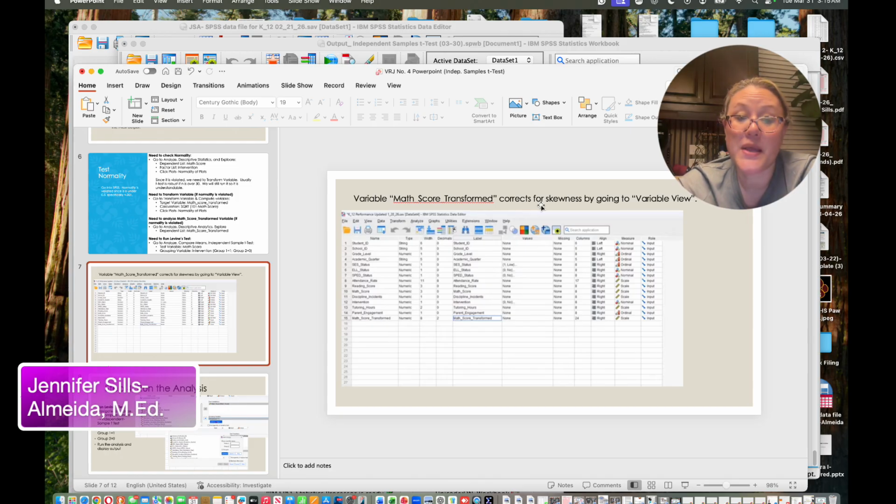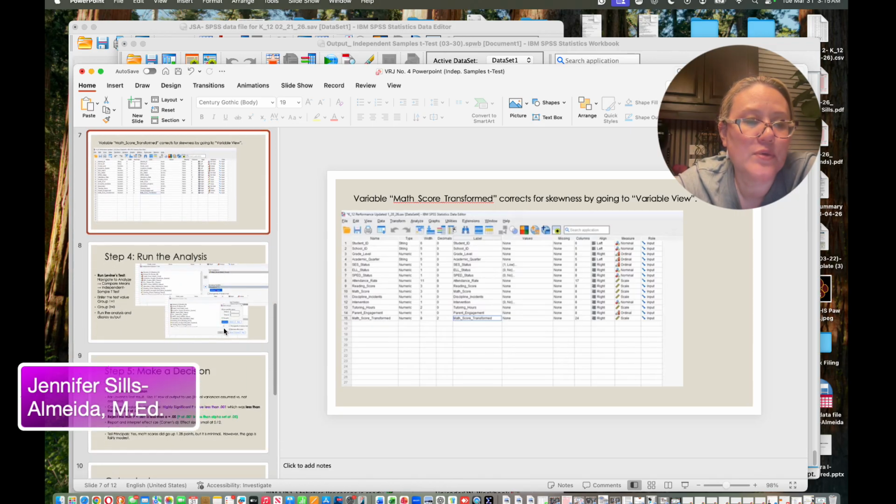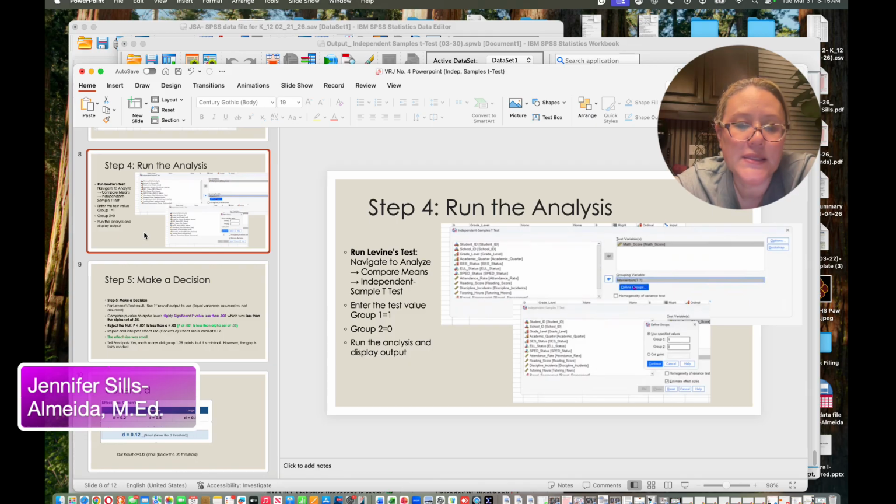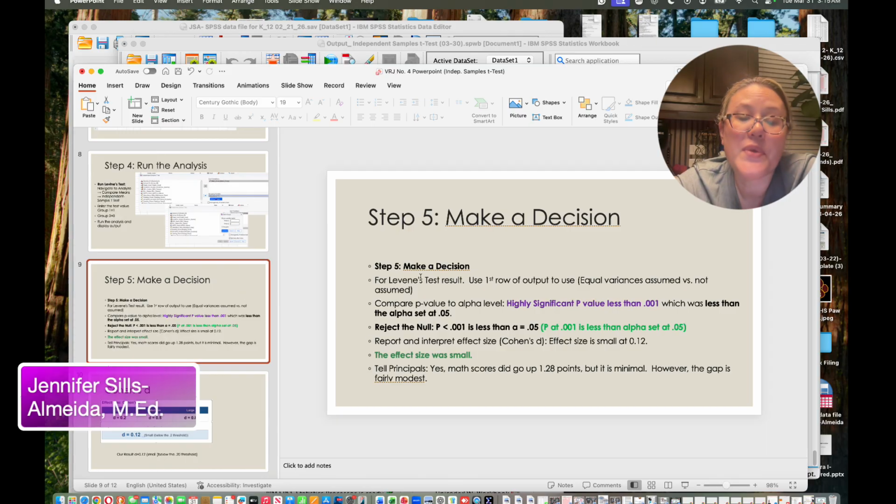The t-test was robust, but if it wasn't, if the sample was less than 30, you would have to do that. The math score was transformed in order to get another variable, and we ran the analysis. We assigned groups when we were doing the independent t-test: group 1 to the ones that had intervention, 0 to the ones that did not. We have to make a decision.